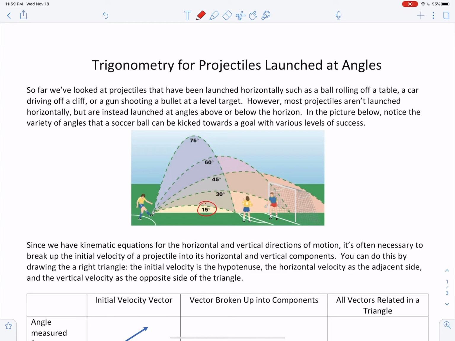So this is 15 degrees with respect to this horizontal. This is 75 degrees, this angle with respect to this horizontal, okay? This is theta.